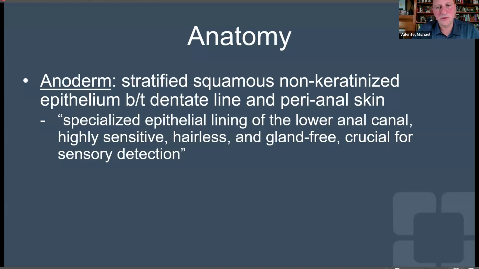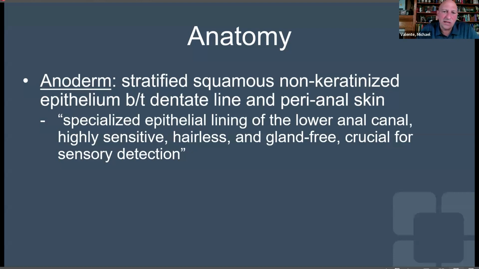So when we talk about anoderm, one of the clinical scenarios is when we do a hemorrhoidectomy. If you're going to do a three-quadrant hemorrhoidectomy, everyone's going to say you must be very careful that you don't take out too much anoderm. What happens if you take out too much anoderm? You get a really bad cicatrix, you get a bad anal stenosis, and then they may have to have dilations or anoplasties, etc.